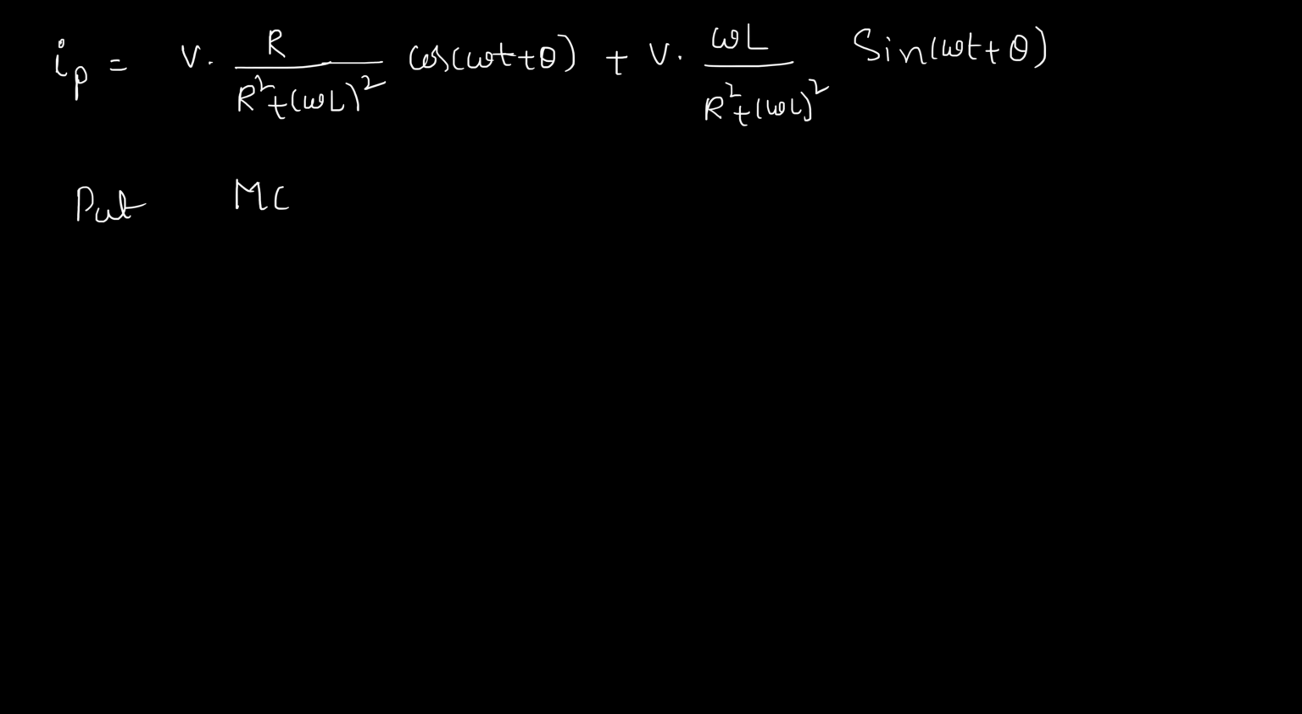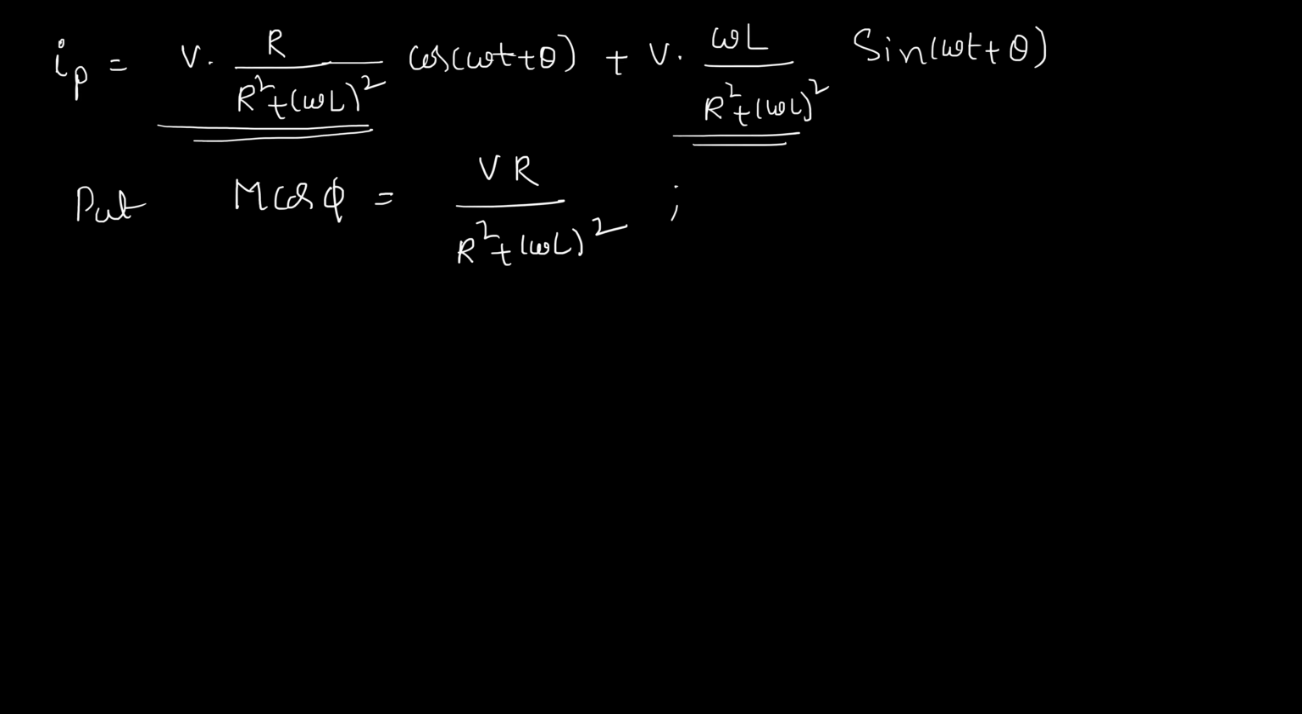m cos phi as VR by R square plus omega L square. So this part, you assume this part as m cos phi and this part as m sin phi. So this m sin phi will be equal to V omega L by R square plus omega L whole square. Now in order to find m and phi values, what can we do?